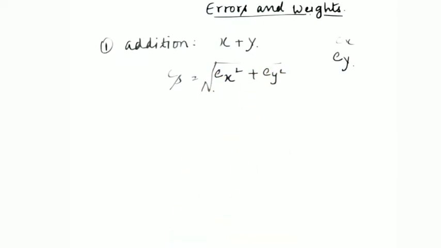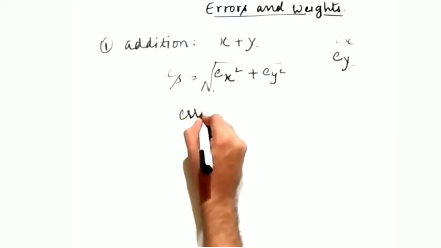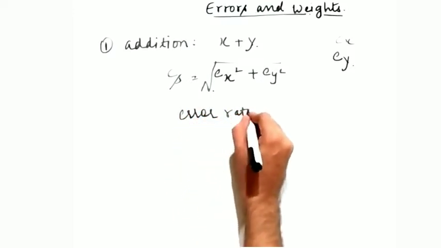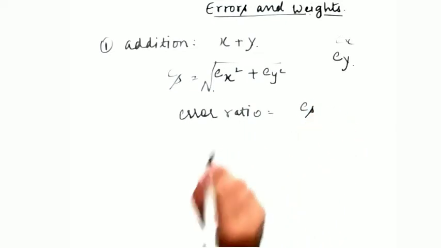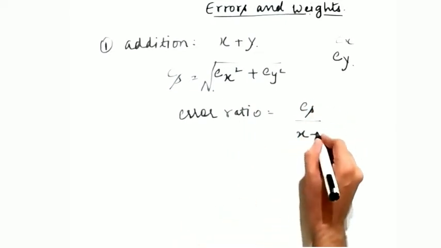Suppose if I ask you what is error ratio, there is a term called error ratio. Then for error ratio, you just have to divide this most probable error in this addition by x plus y.